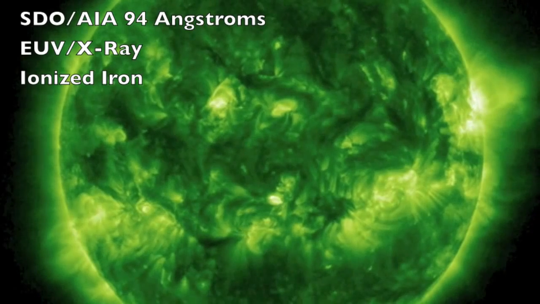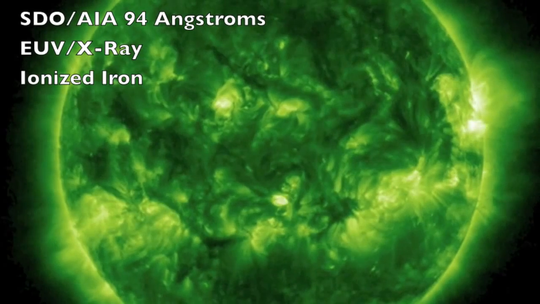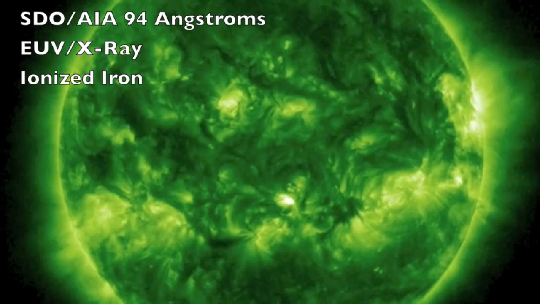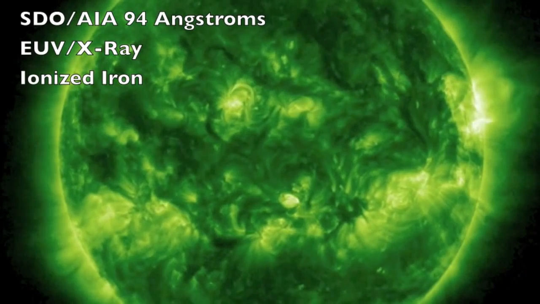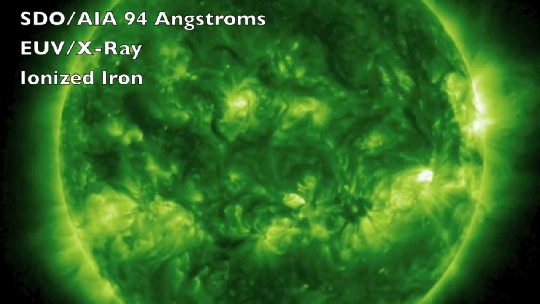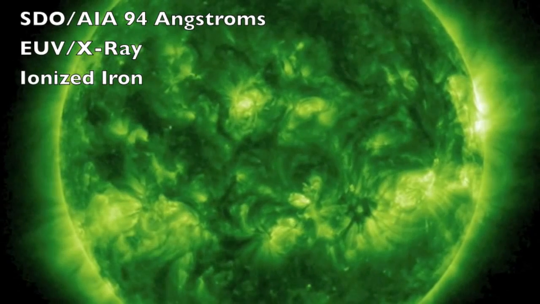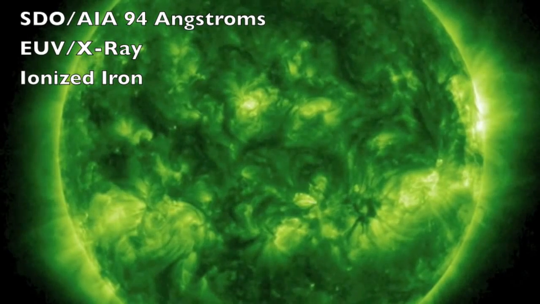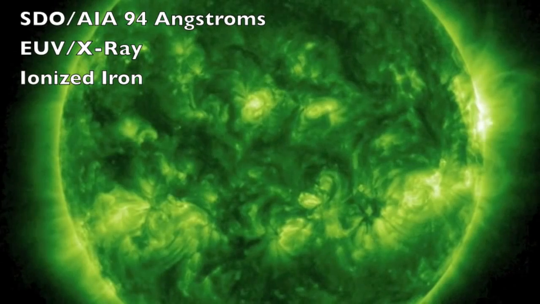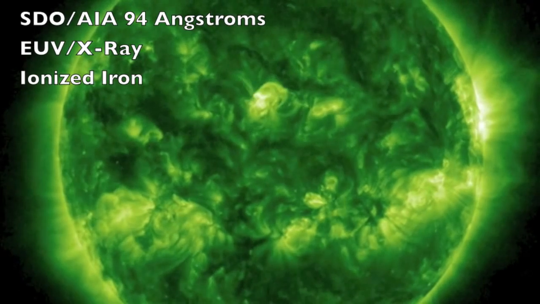Looking in 94 angstroms of light, one camera detects the extreme UV and X-ray energy from solar flares, an important element of space weather. Like many of the cameras aboard the SDO, this detector is capturing ionized iron and assigning color to the particles detected.